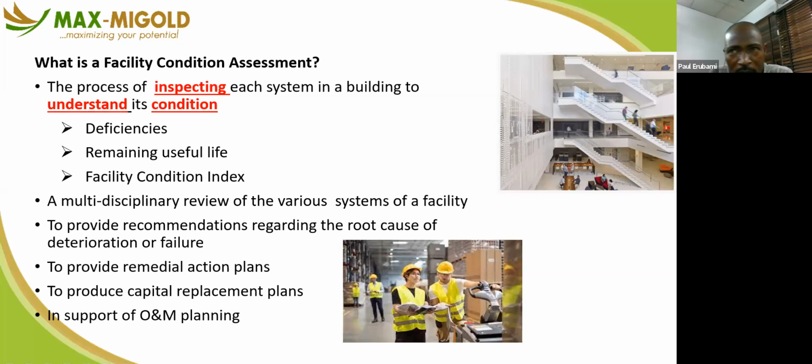Just like you notice a damp wall, you really want to know where that water leakage is coming from. Then 3, you conduct an assessment in order to provide detail for a remedial action plan. You want to know if that facility needs an upgrade. In terms of revamp, you need to do repainting, you need to carry out some civil work. Then to produce a capital replacement plan.